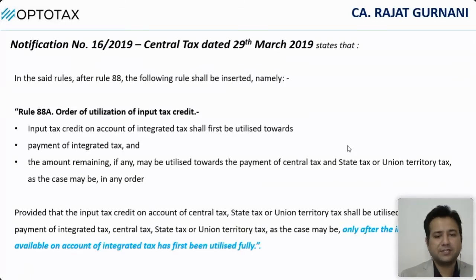Provided that the input tax credit on account of central tax, state tax or union territory tax shall first be utilized towards payment of IGST, central tax, state tax, as the case may be, only after input tax credit available on account of IGST has first been utilized fully. I've already explained to you. So IGST credit has to be utilized first, then you can utilize the other credit ledgers.